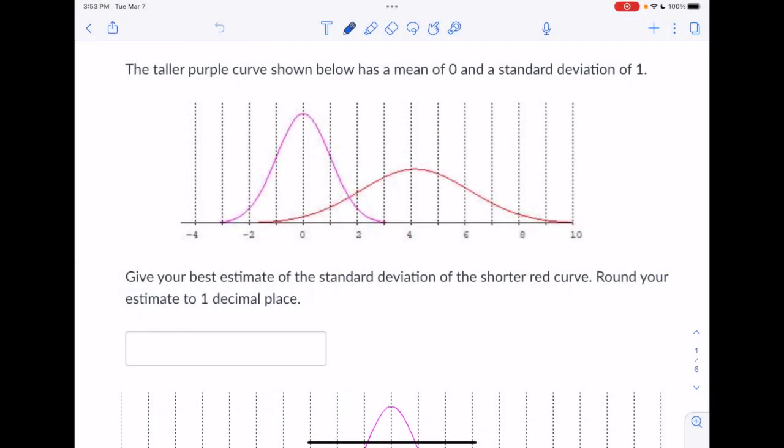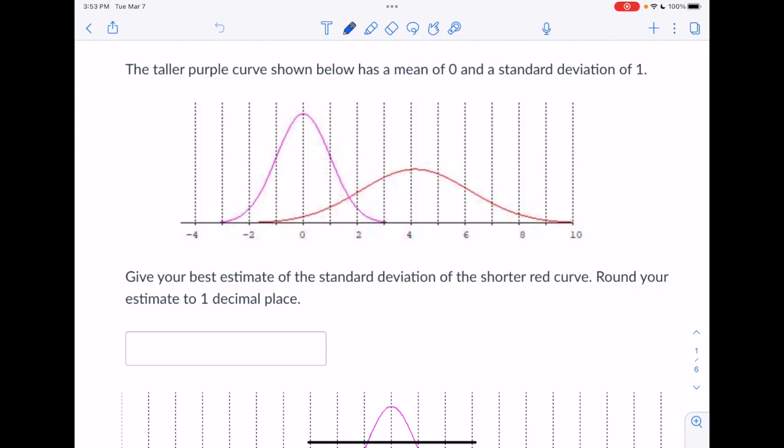This one is from section 6.1. The taller purple curve shown below has a mean of 0 and a standard deviation of 1. Give your best estimate of the standard deviation of the shorter red curve and round your estimate to 1 decimal place. So just a quick note on this in terms of having an initial guess.